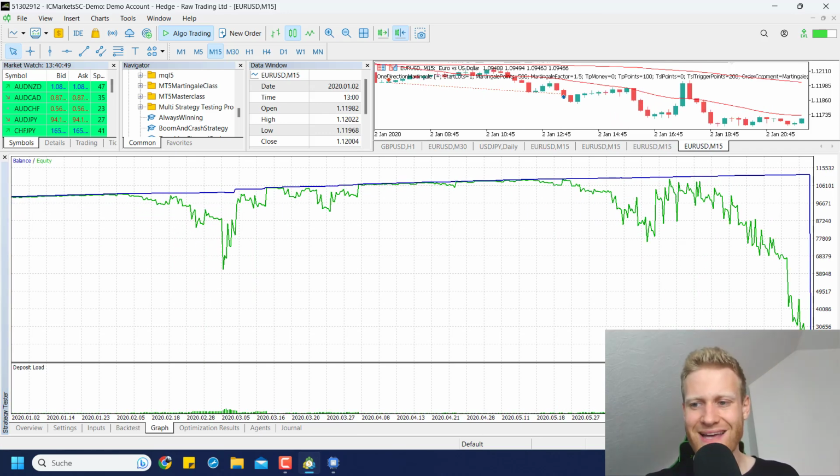At some point you might see something like this. And again, it depends on the settings, on the period that you trade this EA in. For example, the last test that I made, it didn't have this scenario. So a lot of different factors come into play here.